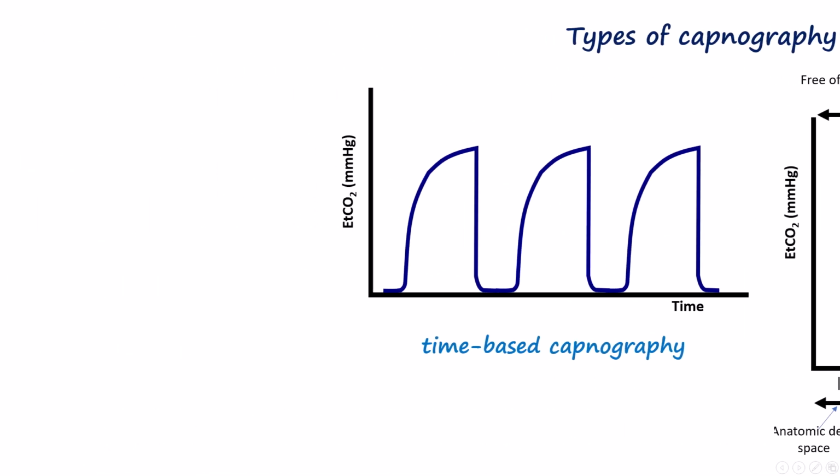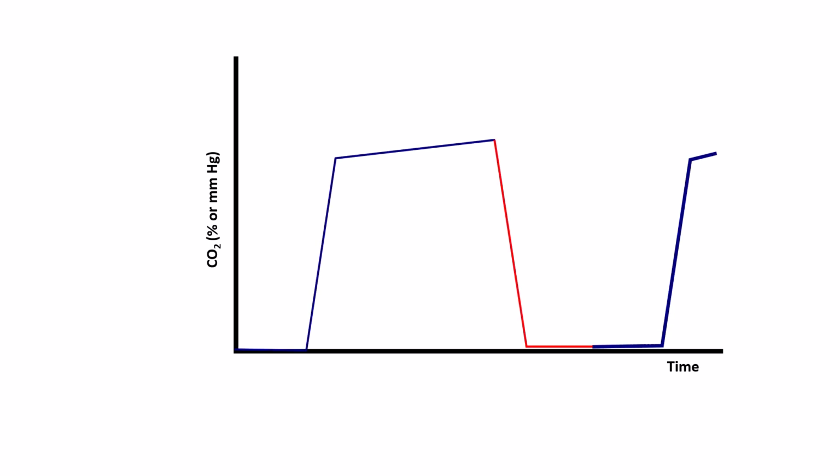Now let's look at time-based capnography. Time-based capnography is the most commonly used method for monitoring CO2 in clinical practice. It displays a continuous waveform that shows how the concentration of CO2 changes over time during the respiratory cycle, including both inspiration and expiration. The capnogram is divided into 4 distinct phases, each representing a specific part of the respiratory cycle.